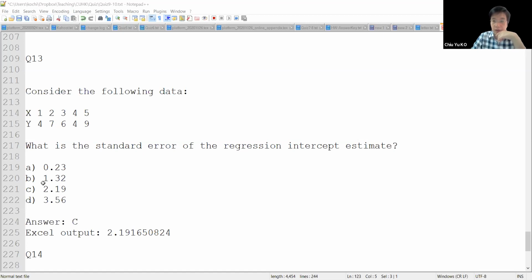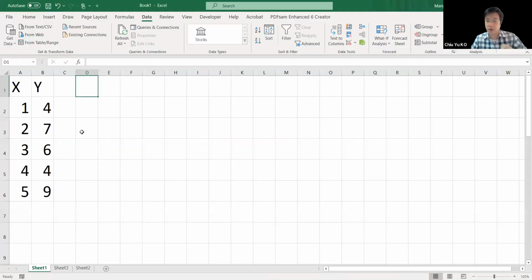Can you see the Excel screen? No. Can you see now? Oh, so this is the data screen. Yeah, sorry, I haven't started yet. Can you see the data Excel screen?